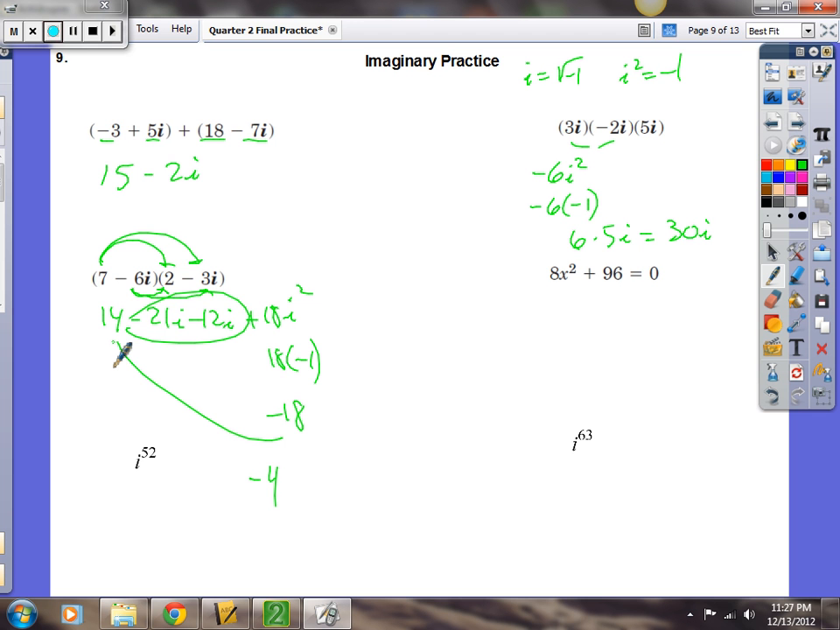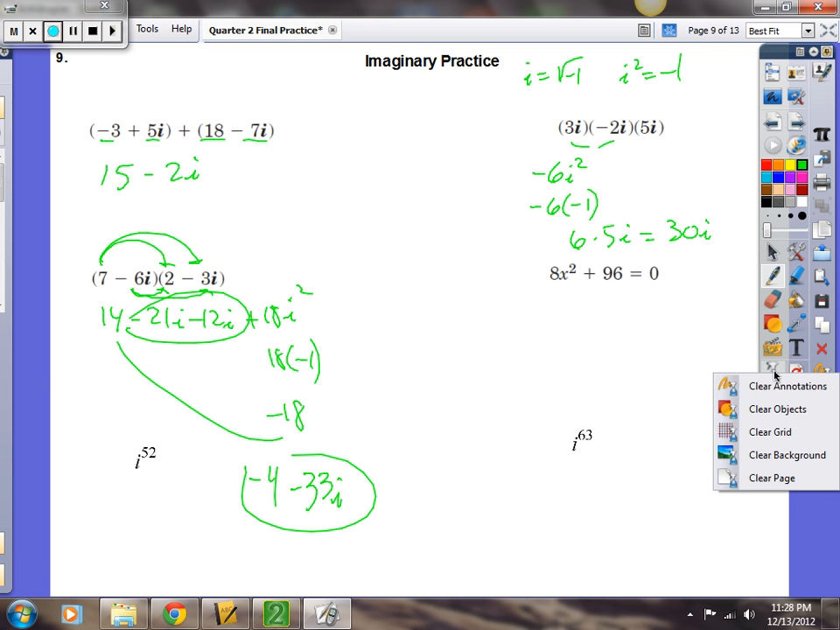Then you combine these two guys, a negative 21i and a negative 12i, and you're going to get negative 33i. Done. Call it good.